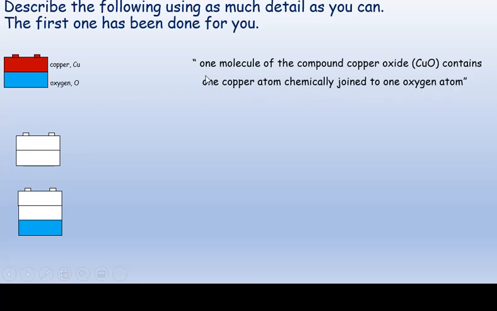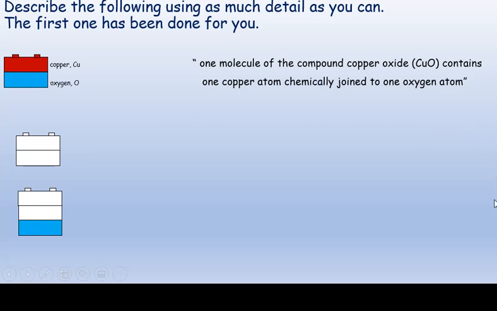Okay, let's go through that. One molecule, because I've only drawn the one molecule. It's a compound because we've got two different types chemically joined. Its name is copper oxide. Rule 1, the metal goes first. Rule 2, when you have two elements joined, it ends in ide. The formula, CuO, because I've got one Cu and I've got one O. And it contains one copper atom, here it is, and it's been chemically joined to one oxygen atom. Here it is.